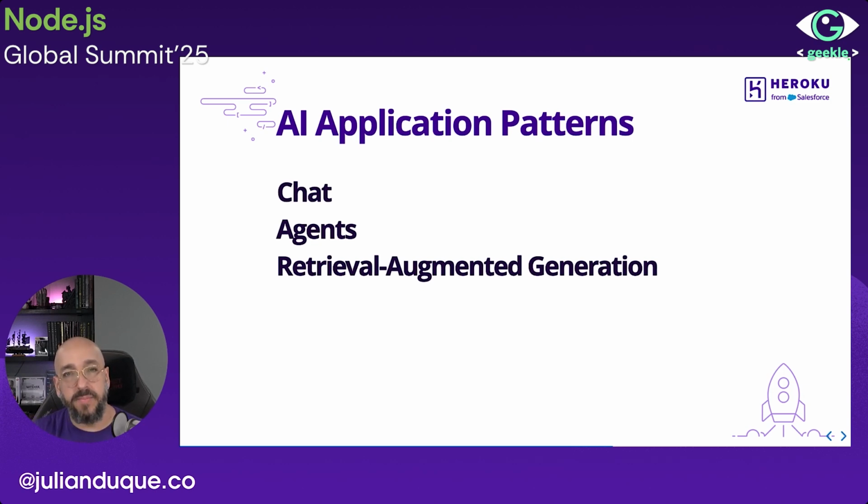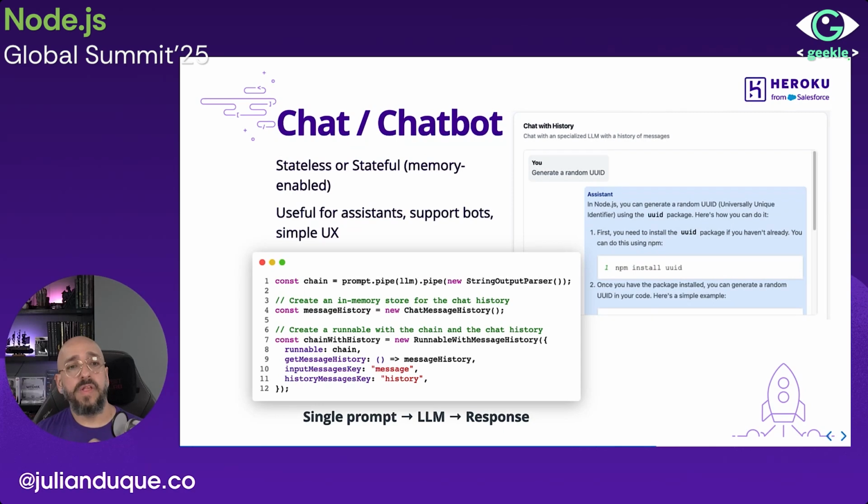Okay, now let's take a look at some of these more complex AI application patterns and go a little bit deeper on those. These are going to be part of the playground that I'm going to show later. The first one is the chat. The chat, or chatbot, is either stateless, without memory, or stateful, a chat that has memory and knows about the previous conversation. This is useful for assistants and support bots, and usually has a simple UX. I'm just having a conversation with an LLM.